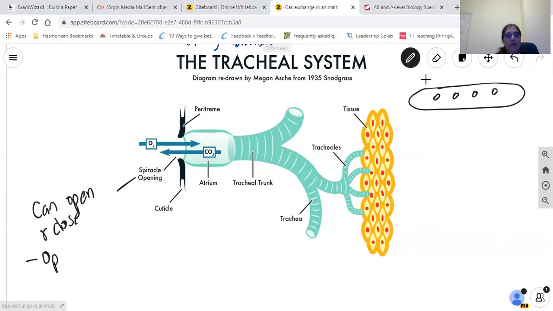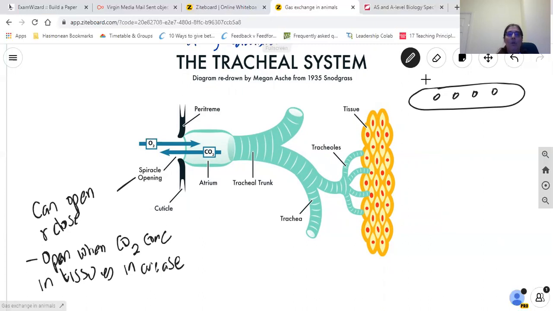They will open when the CO2 concentration in the tissues increases, because that tells them that the organism needs more oxygen. So gas comes in here, okay, it then goes into the trachea, which we've got over here. And you can see the trachea is held open by rings to keep it open. We then go down into tracheoles, which are down here, which leads into the tissue.